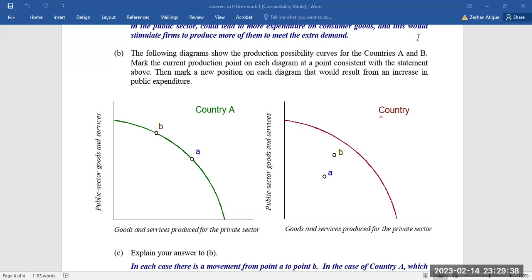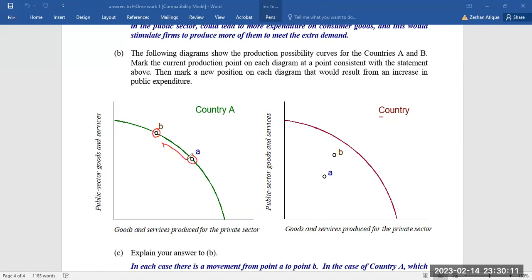Now part B reads: the following diagrams show the production possibility curves for the countries A and B. Mark the current production point on each diagram at a point consistent with the statement above. Then mark a new position on each diagram. Say, for example, if you look at country A, it is producing efficiently, so it means that it is producing on the production possibility frontier.